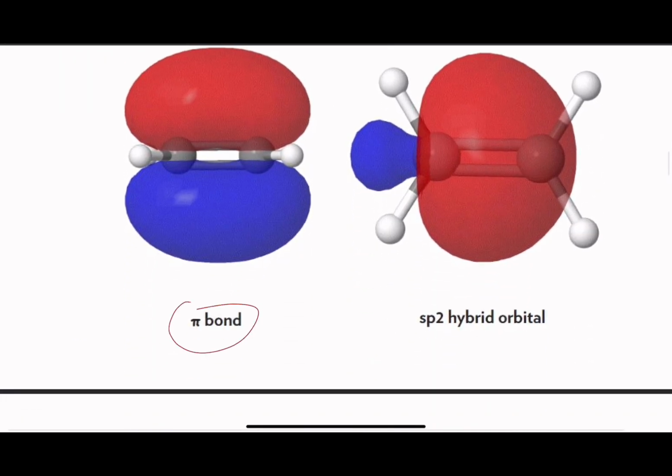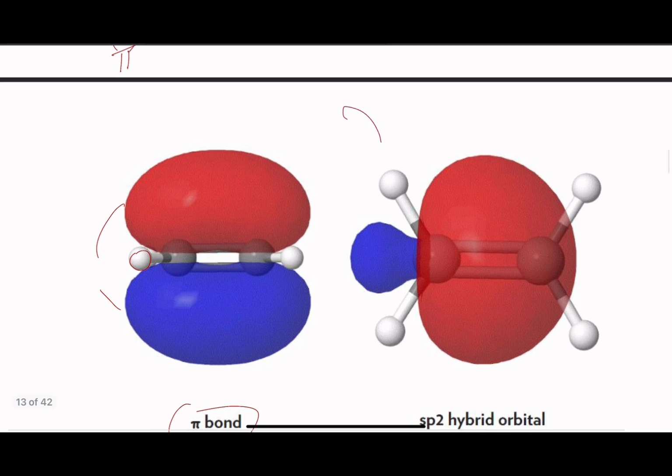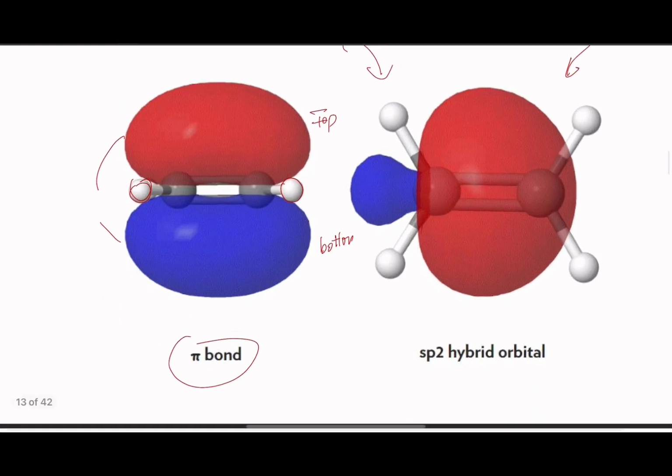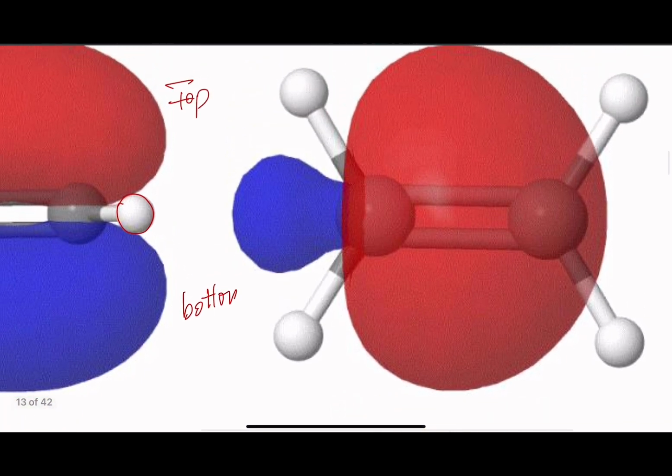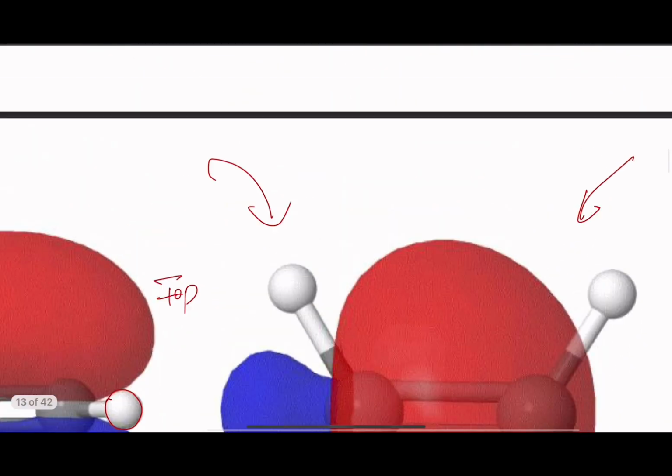Okay, and when you look at the picture, it looks like this. You see the pi bond from the bottom and top. You see this molecule from which angle I'm looking. So look from this top angle into this molecule, and you will see from top and bottom I have a pi bond, while sp2 hybrid orbital is looking like this. Okay, looking like this.